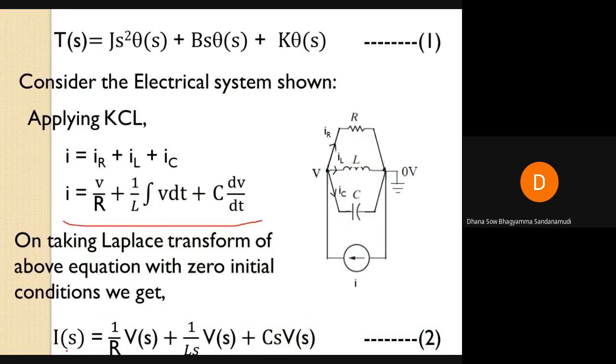I will become I of s. 1 by R is constant. V will become V of s. 1 by L is constant. Integral of V dt is V of s by s. C is constant. dV by dt is s into V of s. This is what you will get.